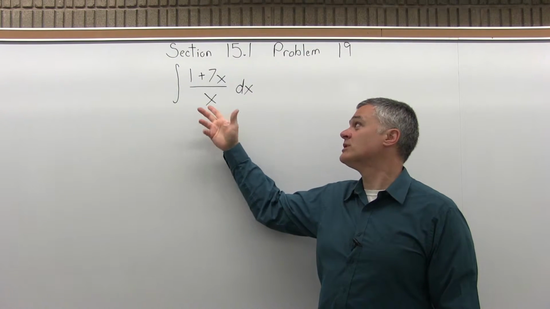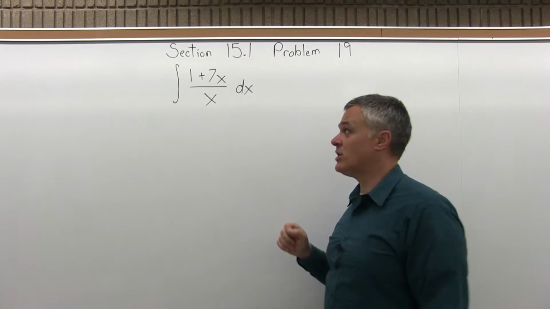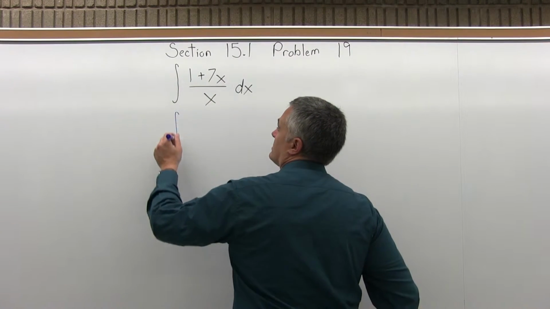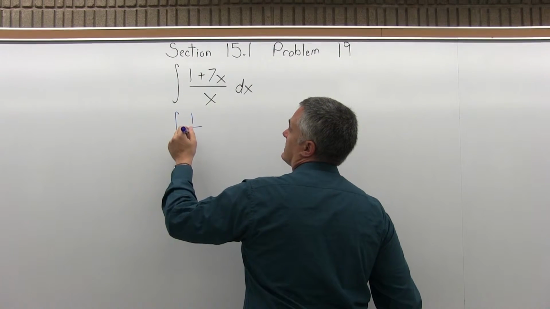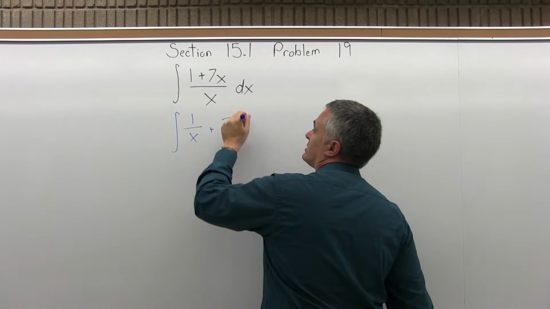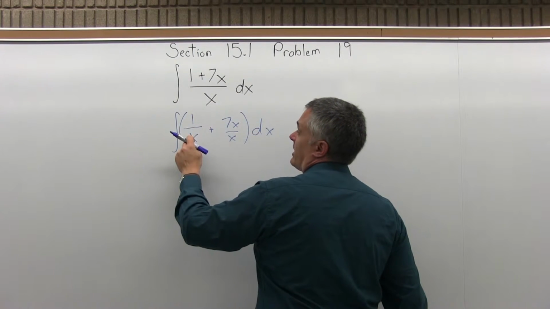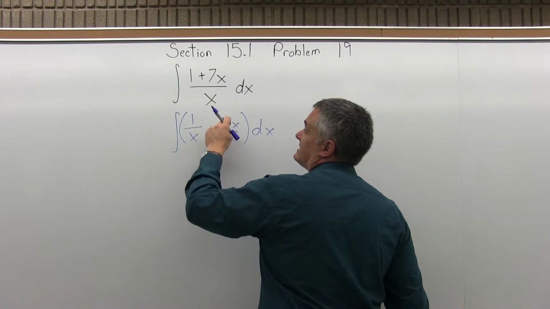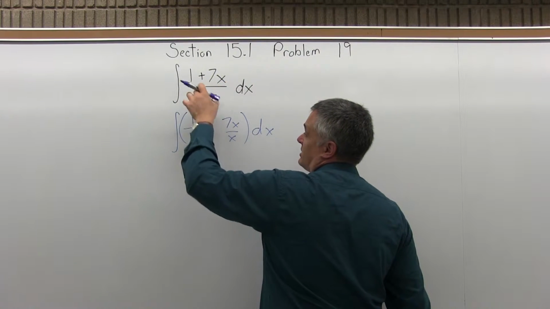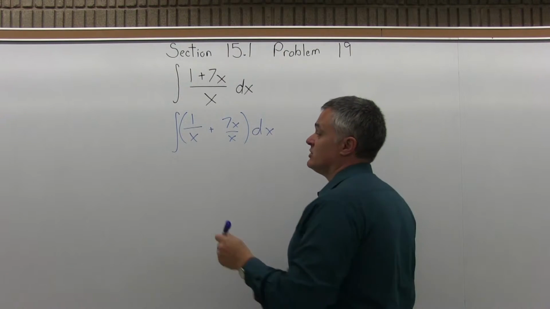Before I can do the integral, I have to write this problem so that it has no variable in the denominator. The trick for this is what I call the common denominator trick. Instead of one big fraction, I write it as two separate smaller fractions that I can reduce. So it turns into 1 over x plus 7x over x. I just split the original into two smaller fractions.